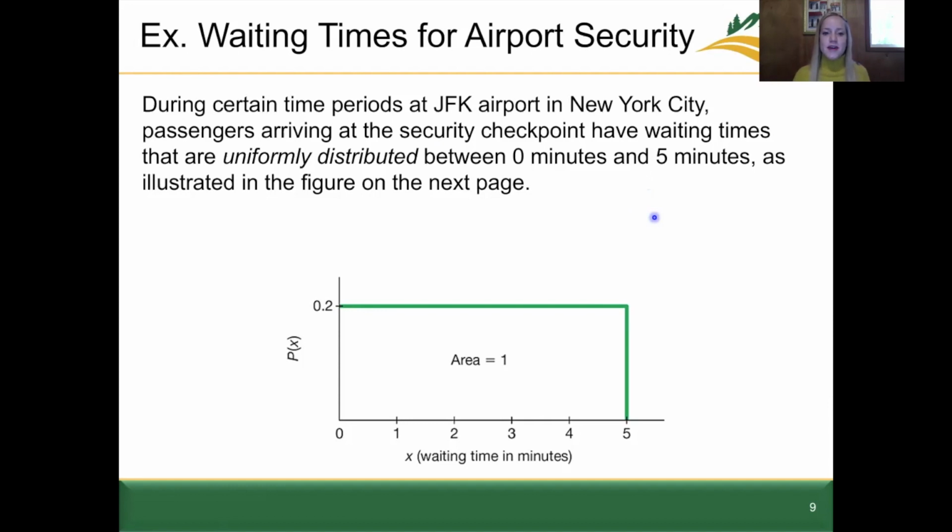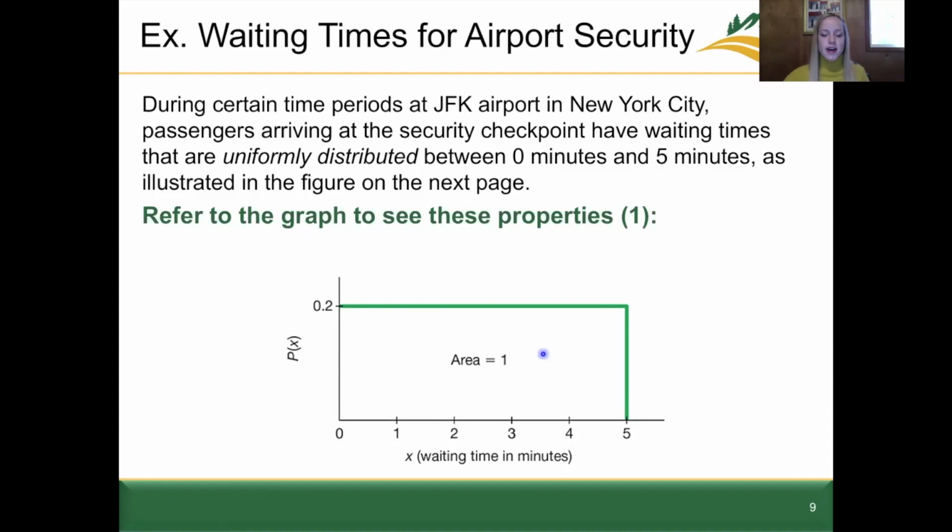During certain time periods at JFK Airport in New York City, passengers arriving at the security checkpoint have waiting times that are uniformly distributed between 0 and 5 minutes. This isn't illustrated on the next page, it's illustrated right here below. Let's go through the properties of uniform distributions first.